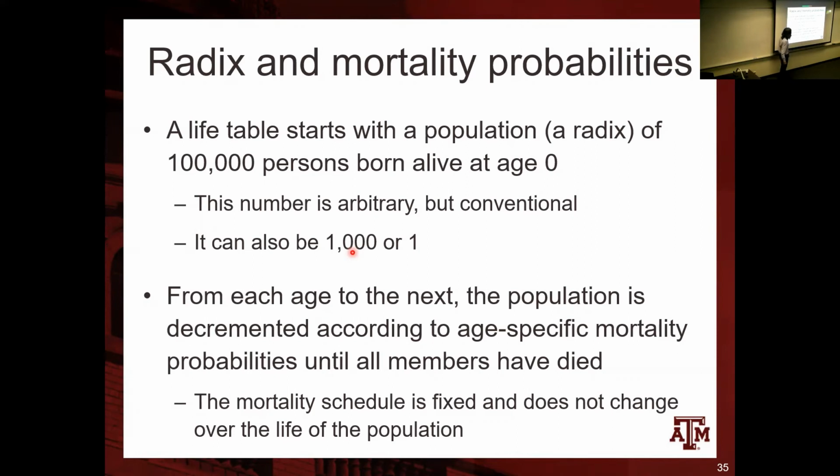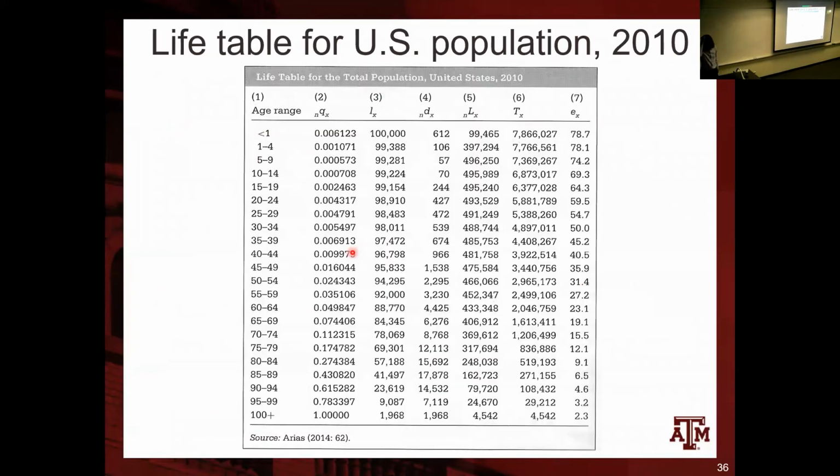The mortality schedule is fixed and does not change over the life of the population. The idea is that we have this data for a specific year, in a specific population, a group of people is being exposed, and then you expose them to those rates estimated for that population in that specific year. This is the life table.